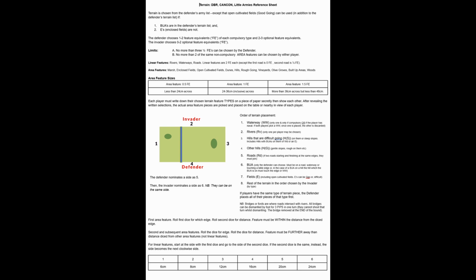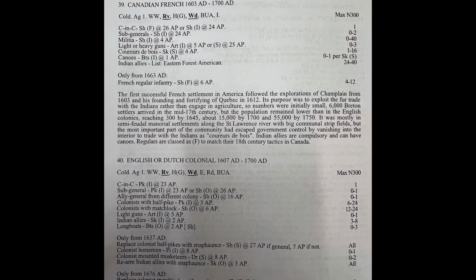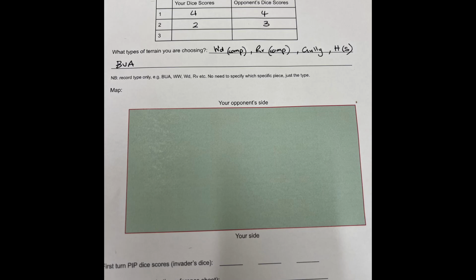In this respect, the Canadian French player must, as they are compulsory, choose a river and a wood in addition to 2 to 3 other terrain features. The English player, as the invader, is entitled to choose 0 to 2 terrain feature equivalents. For CanCon 2025, with a view to reducing gamesmanship, we require the players to write down the types of terrain that they will attempt to place on the battlefield. They do this in secret and then show each other what has been chosen.